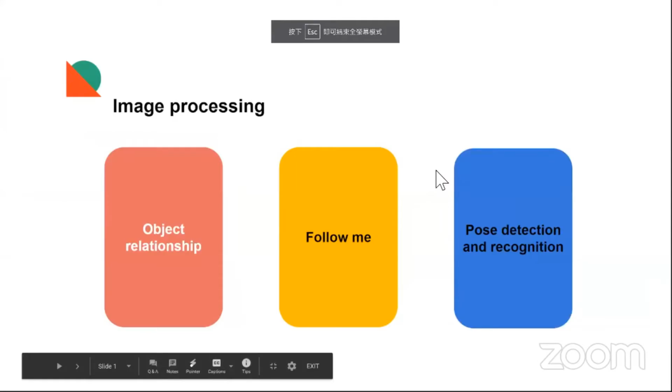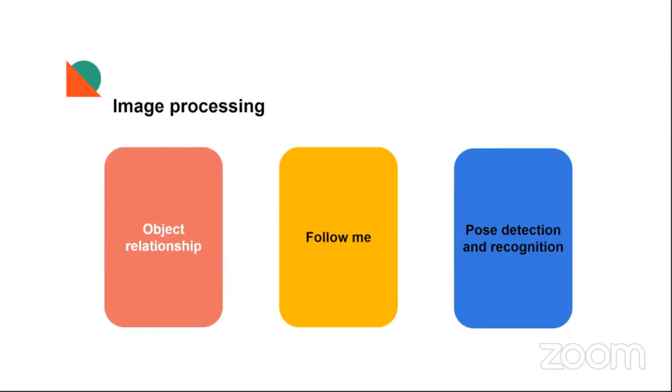So the aim of our development is to let our robot understand more about the human world. By achieving it, we focus more on image processing this year. In the following demo, we will show object relationship, follow me, pose detection, and recognition.